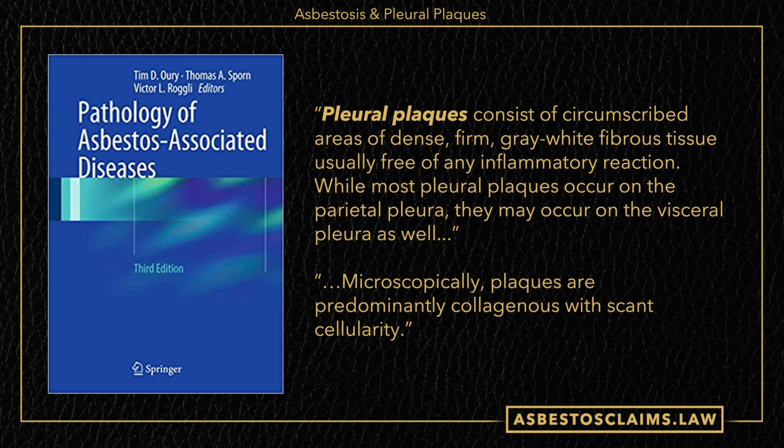If you look at an autopsy of an individual who had pleural plaques on their lungs, you'll see these gray-white sheets over the lung tissue. And it says that microscopically, plaques are predominantly collagenous, however you prefer, with scant cellularity. They're basically collagen. They're scar tissue and the things that collagen makes up.